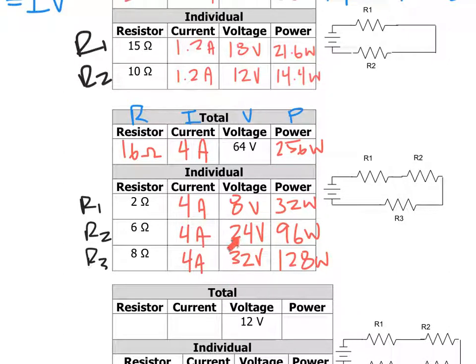32 plus 24 plus 8 equals 64. Current is constant, and 8 plus 6 plus 2 is 16.